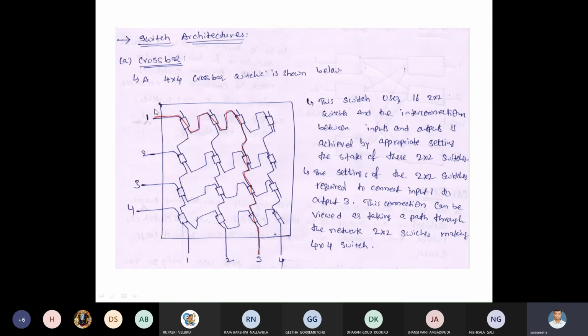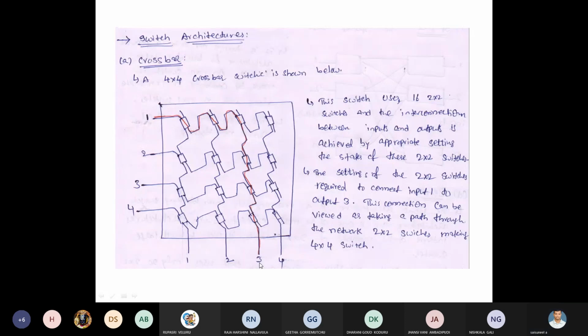Suppose we have to connect from customer 1 to customer 3 at the destination. See this red line, which shows how it connects. From the port here, we have to connect. If the switch is on, we get the connection here. See this, the line connection goes to 1, 2, 3.